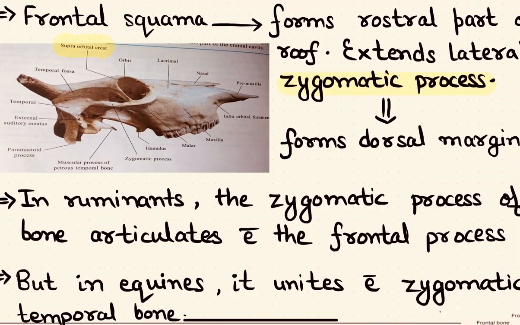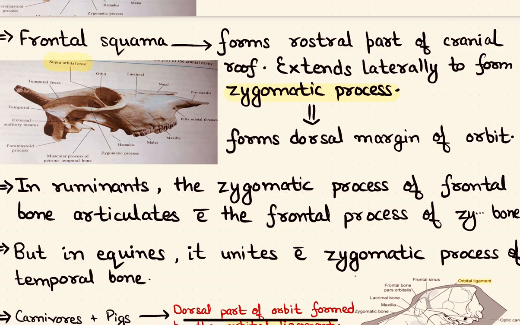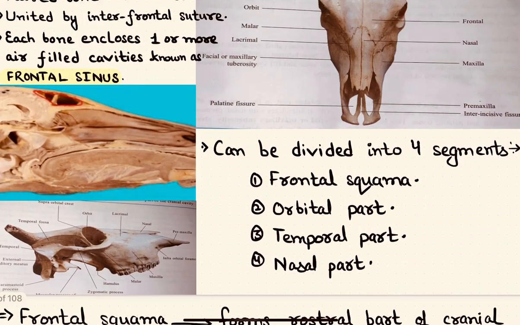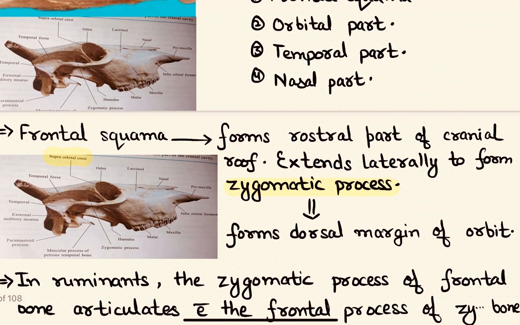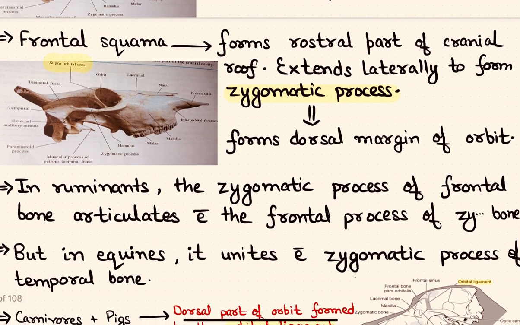Now while talking about the frontal squama, what are the things we need to keep in mind? The frontal squama is the rostral part. What does rostral mean? Rostral means close to the nose. You can see this is the rostral part, this is the nose, and this is the rostral part of the frontal bone, which is the frontal squama.